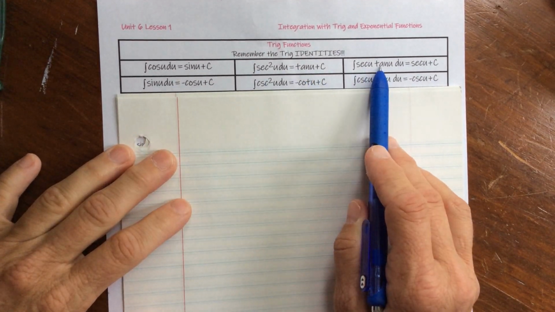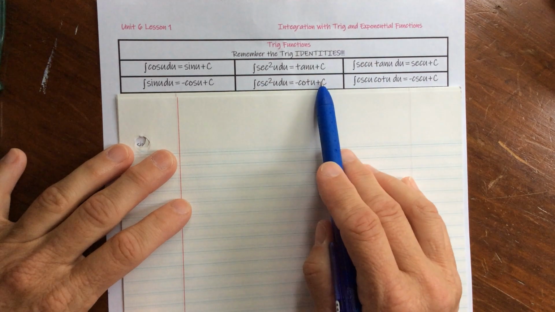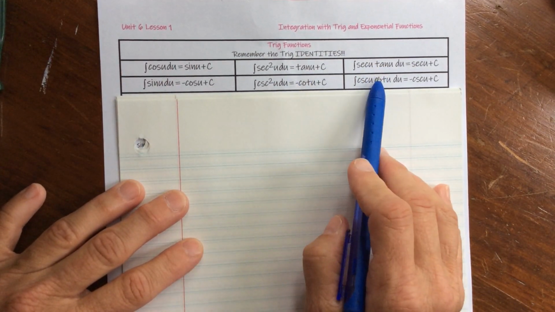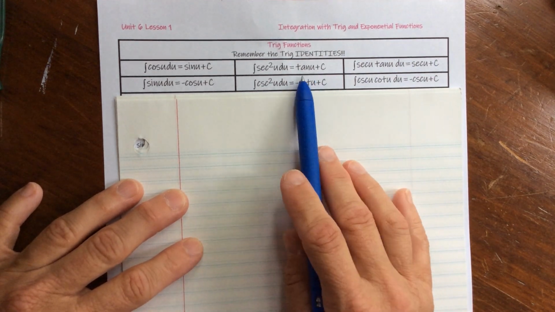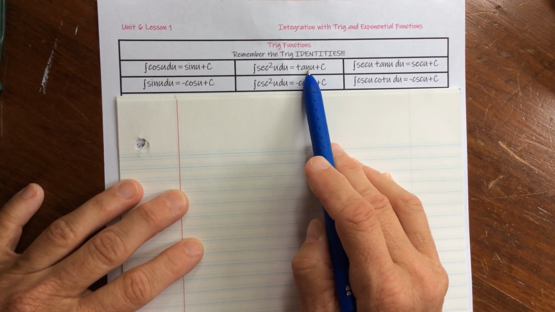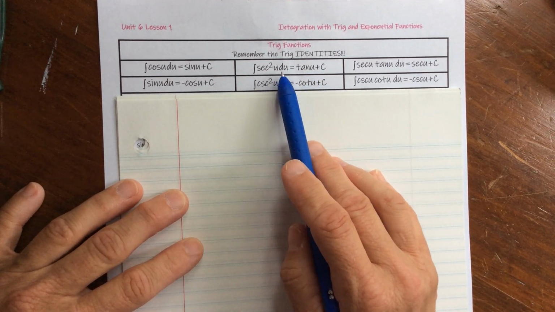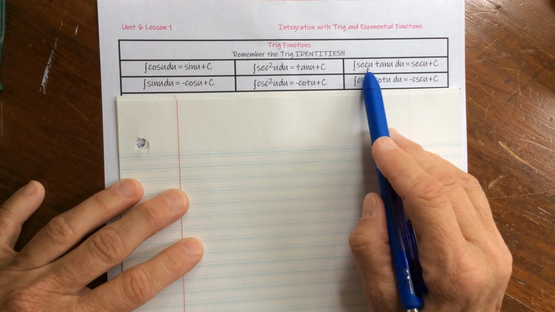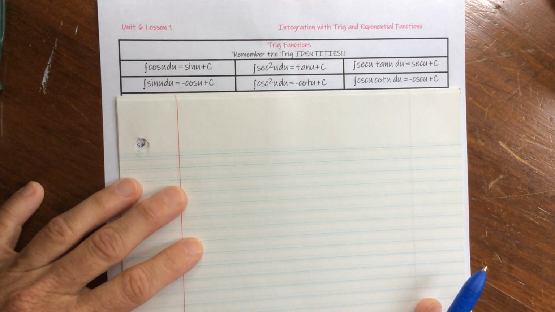And then we have our other trig functions and their antiderivatives and so on. In each of these cases, you'll notice that the derivative of tangent, for example, is secant squared. The derivative of secant is secant tangent, and so on.